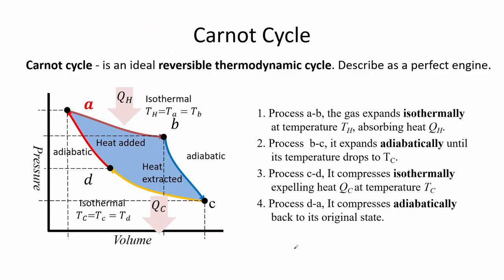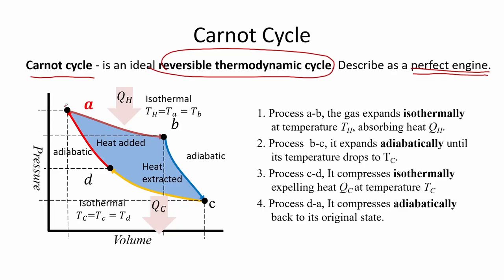Here we have another type of cycle system, which is the Carnot cycle. It is an ideal reversible thermodynamic cycle and it is described as a perfect engine. The system is initiated at process A to B, where the gas expands isothermally at temperature TH, absorbing heat QH.